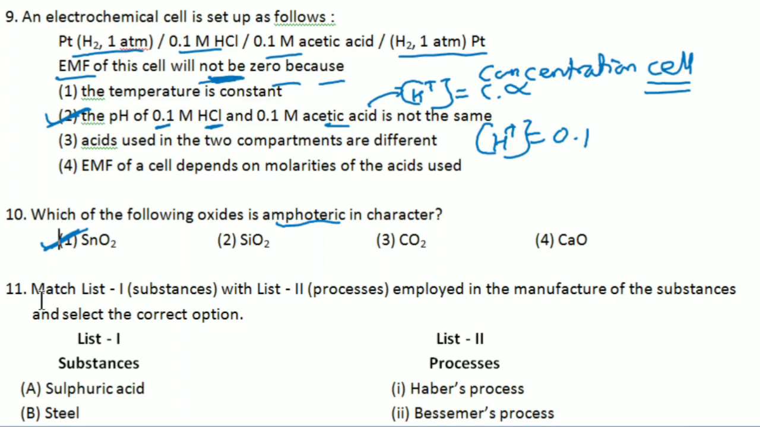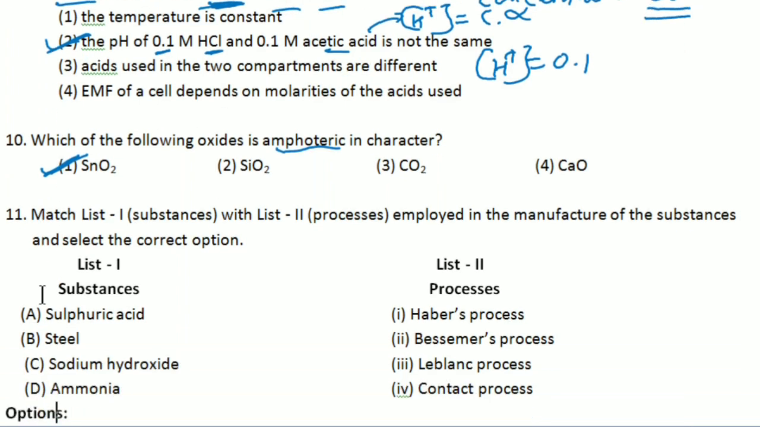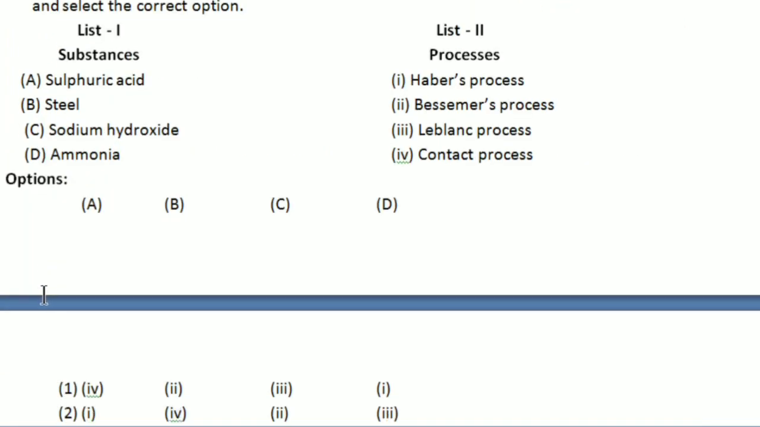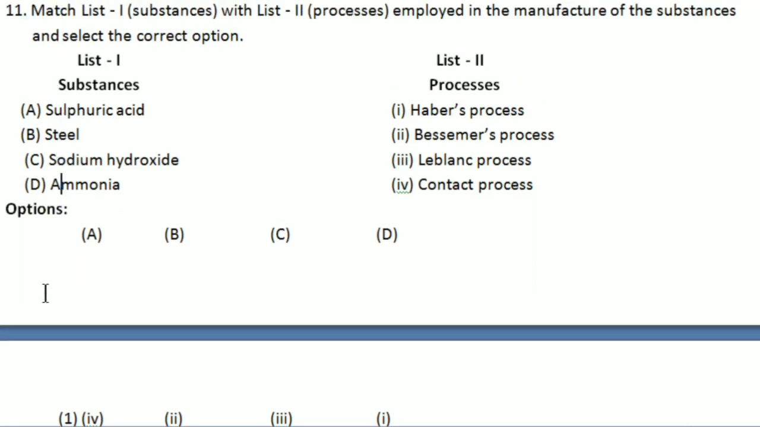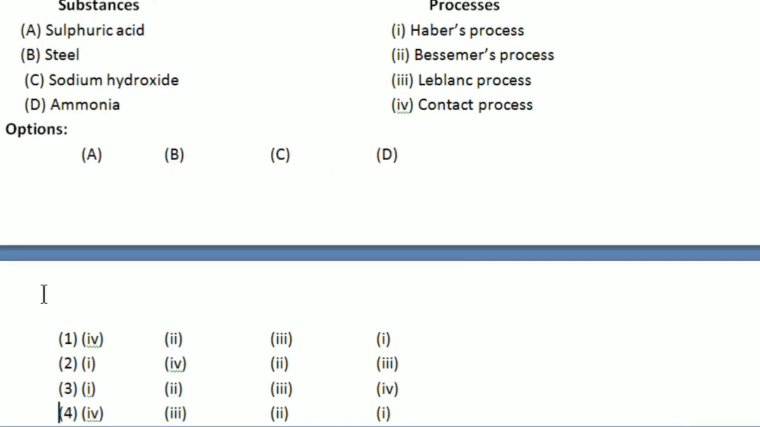Then 11th question, matching one with the second, right? Here the complete question you cannot see, so I will show you like this. Substances and processes are given. Here you can see the first one, sulfuric acid, right? We know that sulfuric acid is the very famous contact process, hence remember A should be 4.